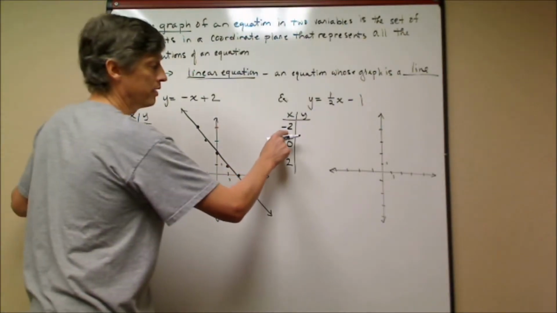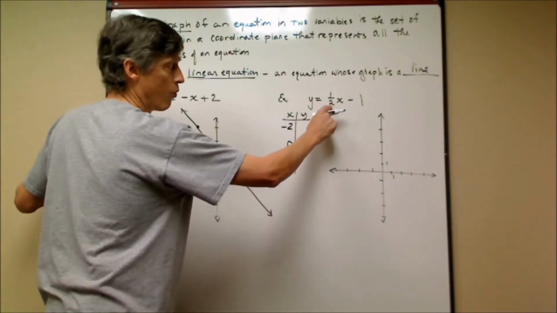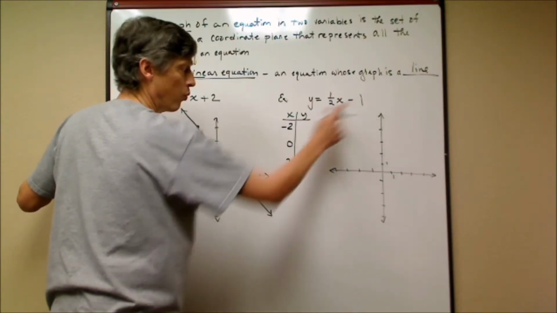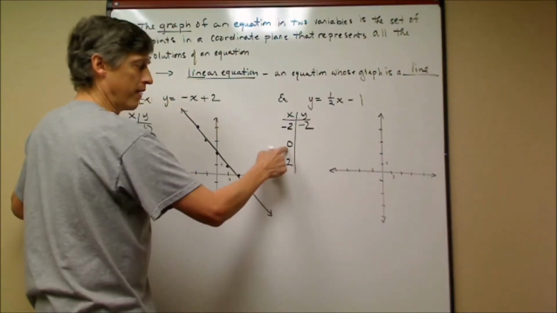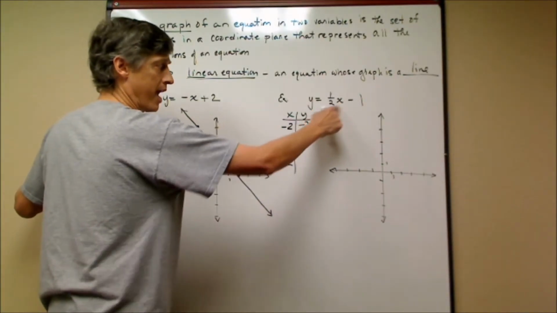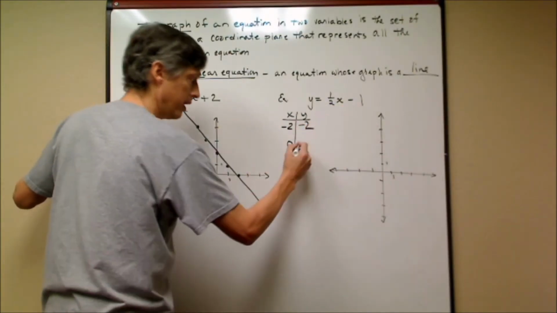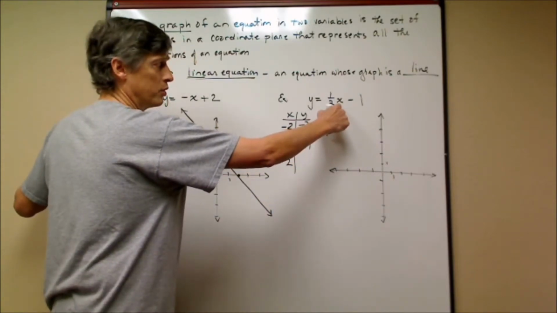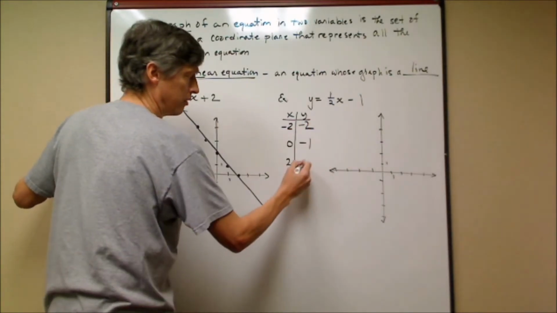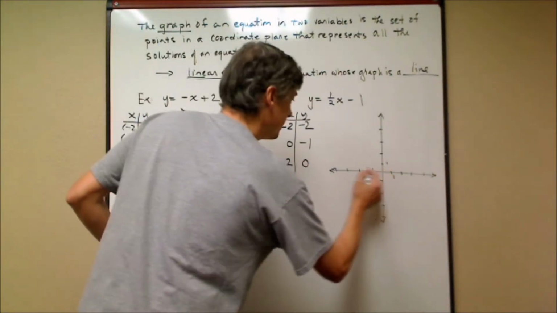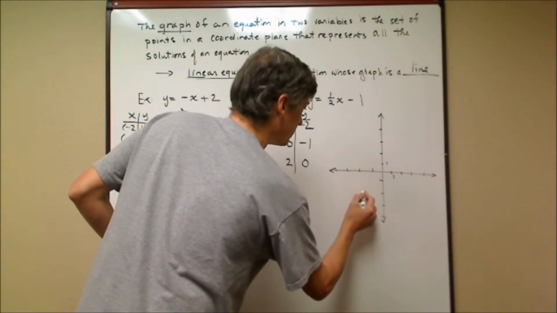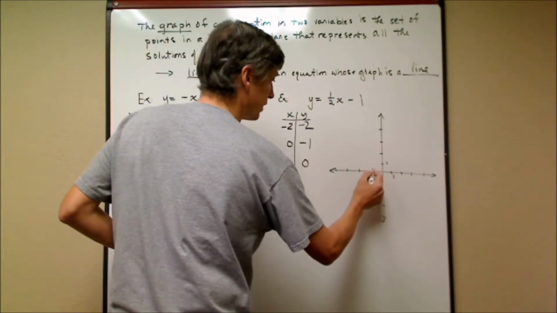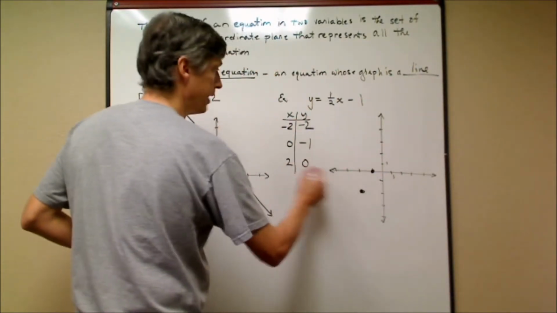So if I substitute negative 2 in for x, 1/2 of negative 2 is negative 1, minus 1 is negative 2. If I substitute 0 in for x, 1/2 of 0 is 0, minus 1 is negative 1. If I plug 2 in, 1/2 of 2 is 1, 1 minus 1 is 0. So I have negative 2, that's down here.